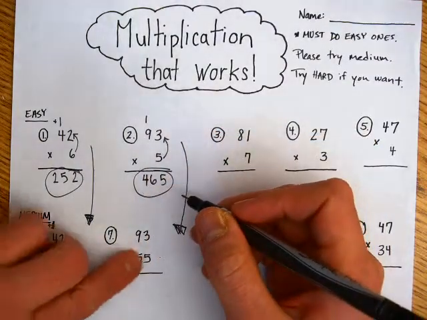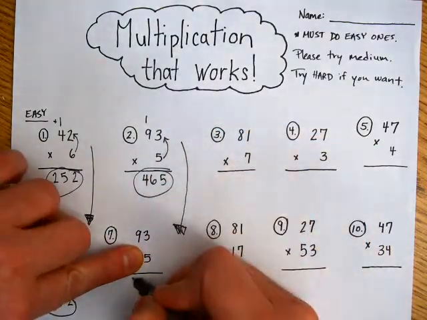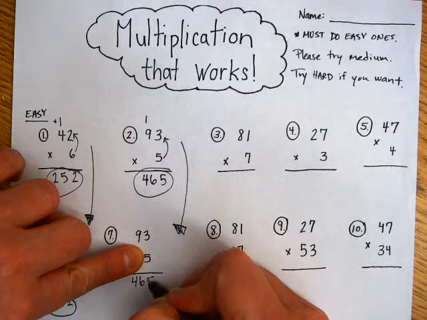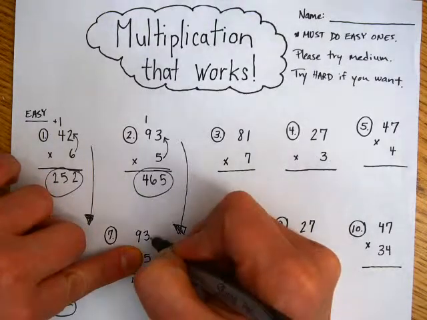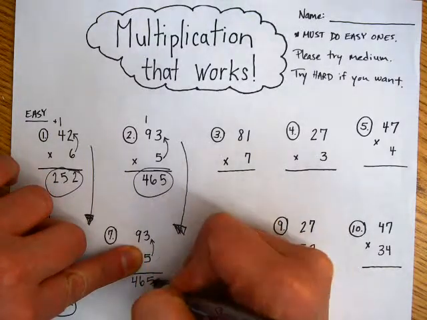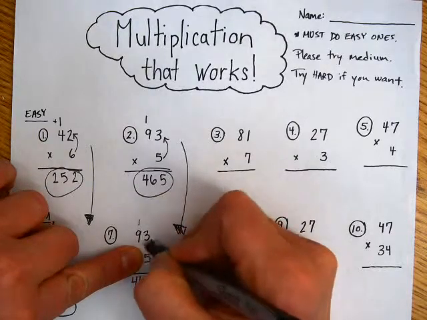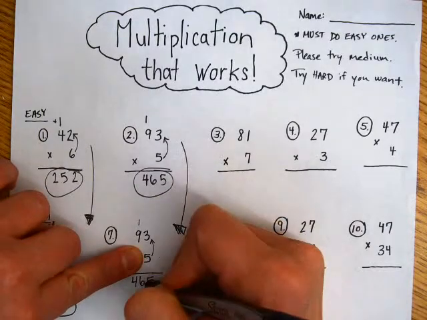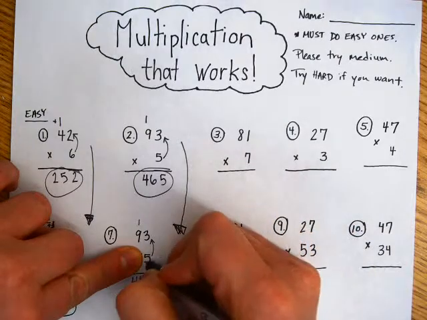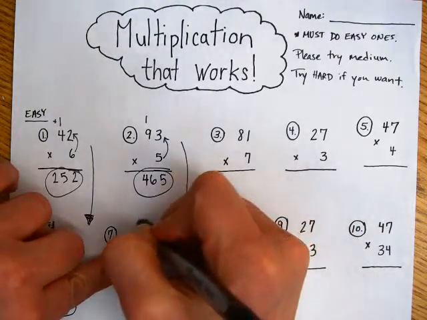Now, if we cover this one up, this should be 465. Let's check it. 5 times 3, 15. Put down the 5, carry the 1. 5 times 9, 45, plus 1 is 46. So it works. Now we've already used this one.